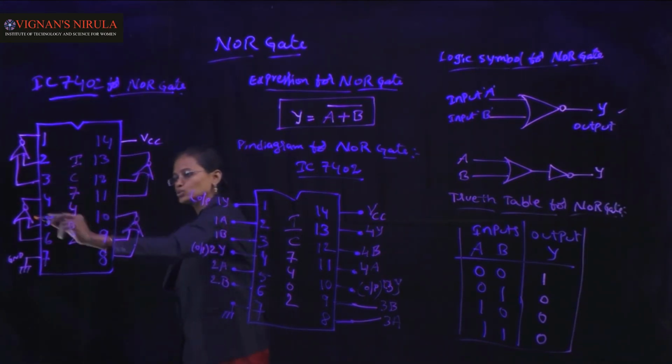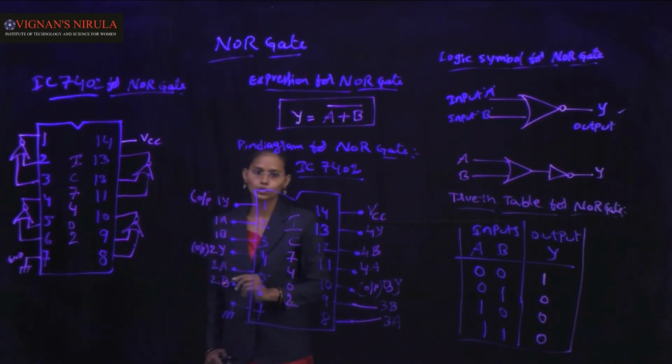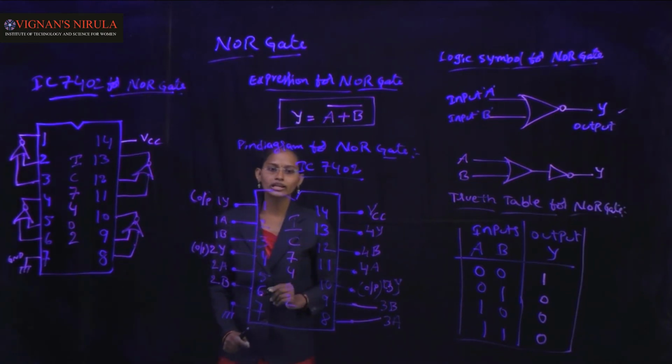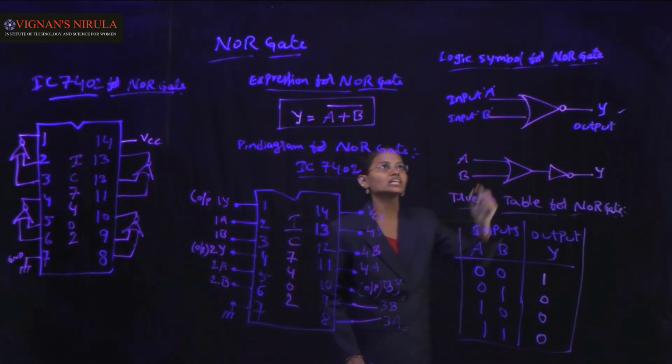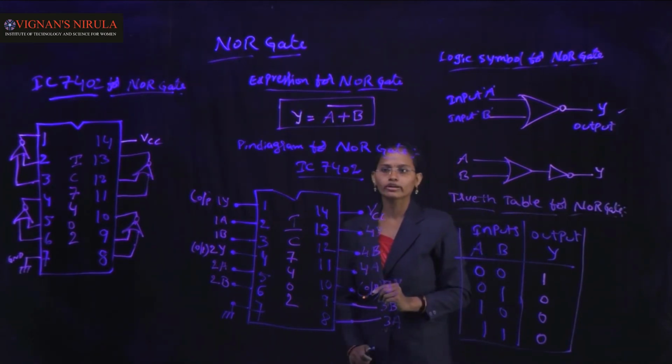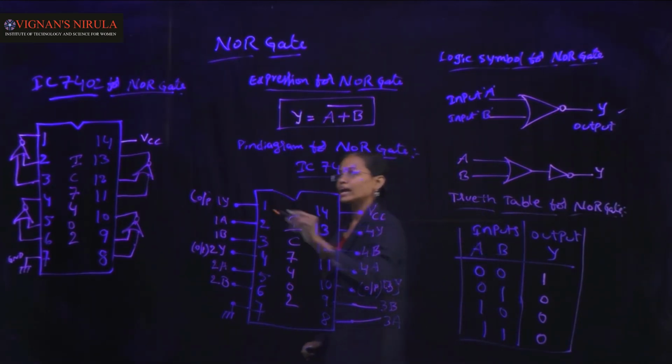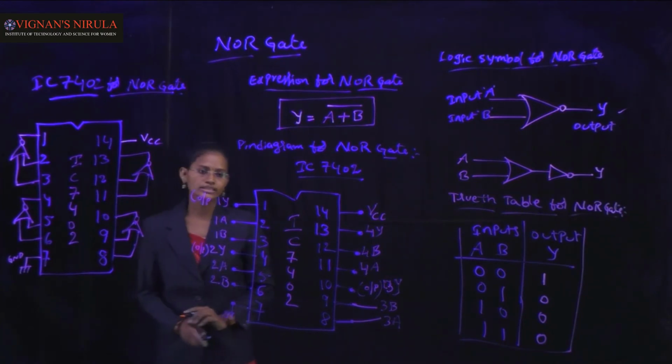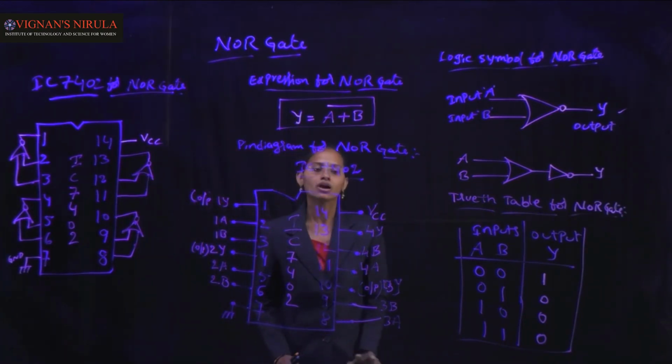Here 1, 2, 3, 4 NOR gates are used in 14 pins. These are the dual in-line package. First we see the logic symbol, and next truth table, and next expression for NOR gate, and next pin diagram, and next how to connect the logic gate. Okay, this is overall about the NOR gate.